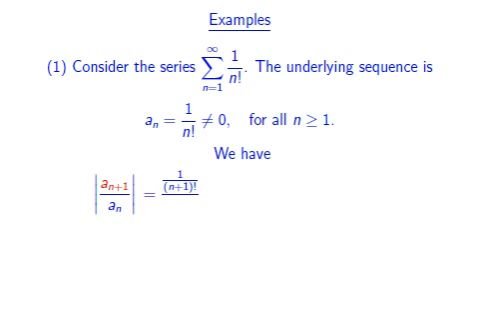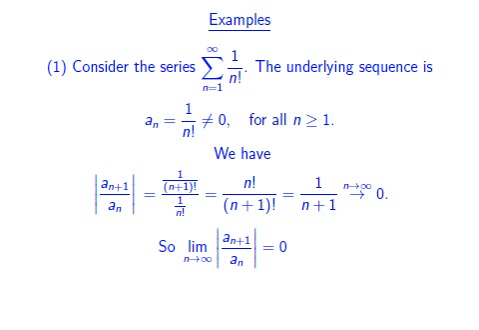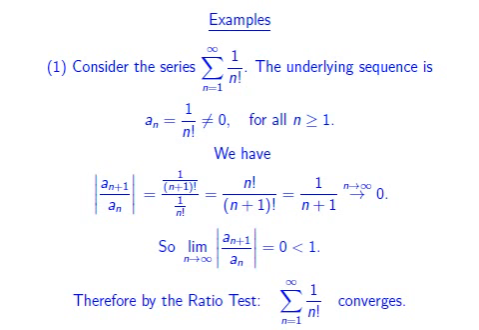Now a_(n+1) equals 1 over (n+1) factorial, and a_n equals 1 over n factorial. This fraction of fractions can be rewritten as n factorial over (n+1) factorial, which simplifies to 1 over (n+1). Now as n tends to infinity, 1 over (n+1) tends towards 0. Hence, overall, the limit of the absolute value of a_(n+1) over a_n equals 0. That means our sequence of ratios has a well understood limit. As this limit is less than 1, we conclude by the ratio test that the given series converges.